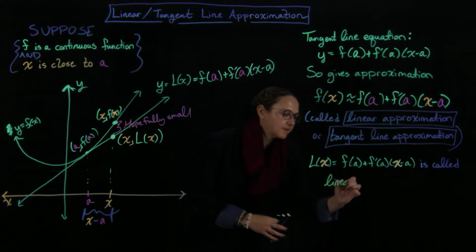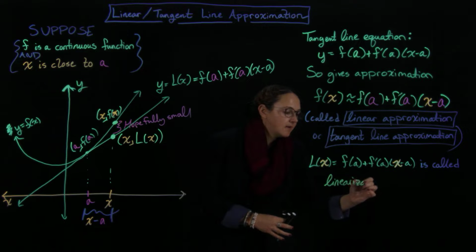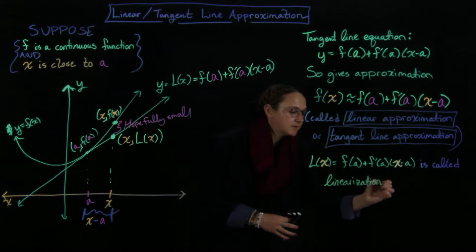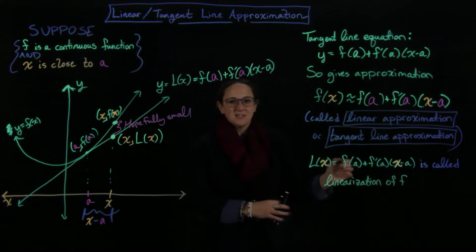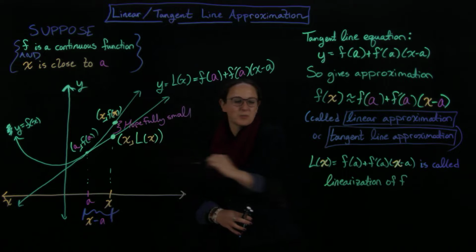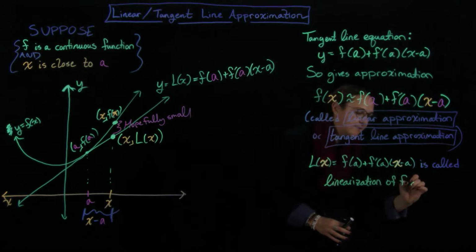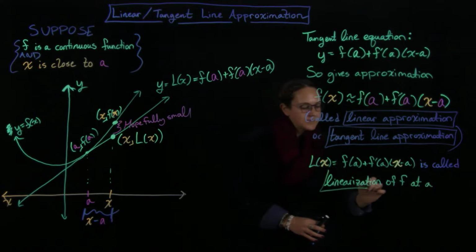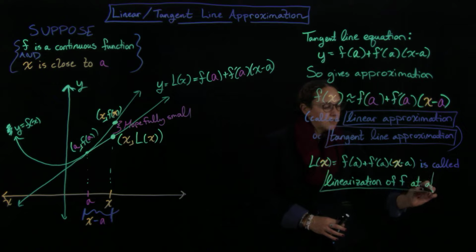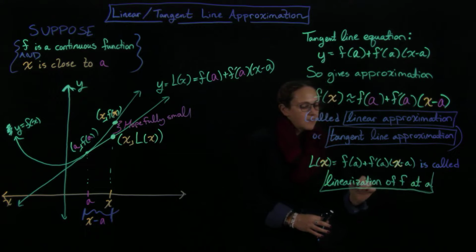This is called the linearization of f, right? You needed a function, so linearization of f. But you also had to say where it was at. So just like the tangent line is different at different points, the linearization of f is going to be different at different points. At a particular point a, you get the linearization of f at a.